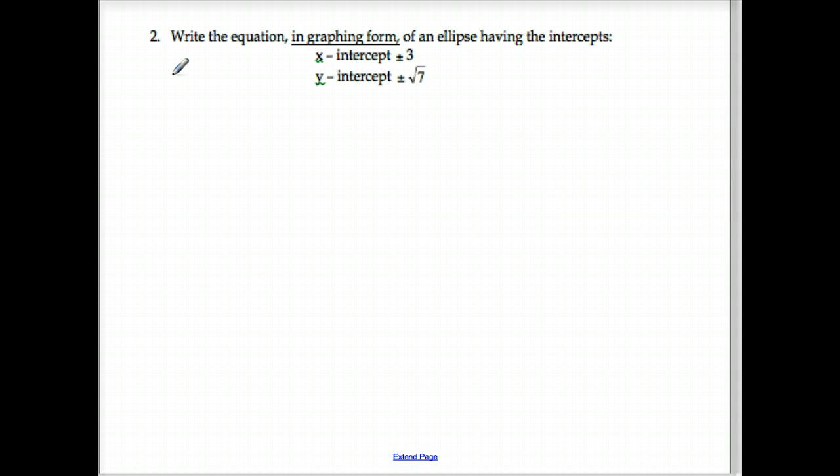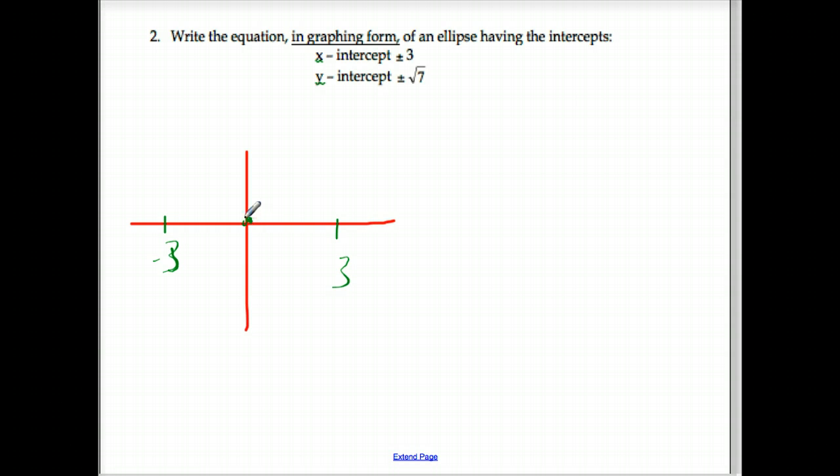Alright, so write this equation in graphing form of an ellipse having these intercepts. Again, they tell us the vertices. So let's throw up a quick little graph here. Now, the intercepts are plus or minus root 7 and plus or minus 3. Since they're equidistant from the origin, that's negative 3, that's 3 for our x-intercept. We know the center has to be at the origin, so that makes it easy to find our equation.